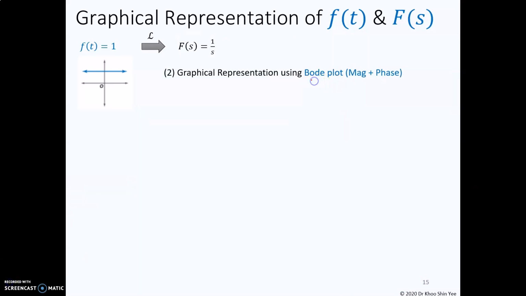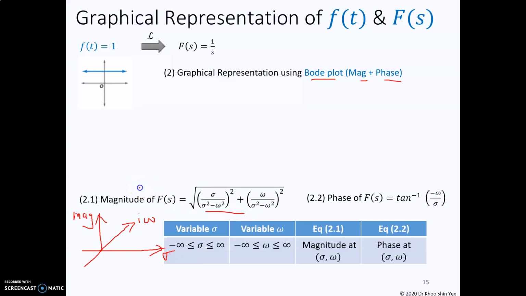We can also present it in magnitude and phase, which is called the Bode plot. This is the magnitude for F(s) equal to 1 over s, and this is the phase equation. We can substitute the sigma from negative infinity to infinity, while the omega from negative infinity to infinity. Let's say at a particular point here, same as the previous case, it's 1 and 2 here.